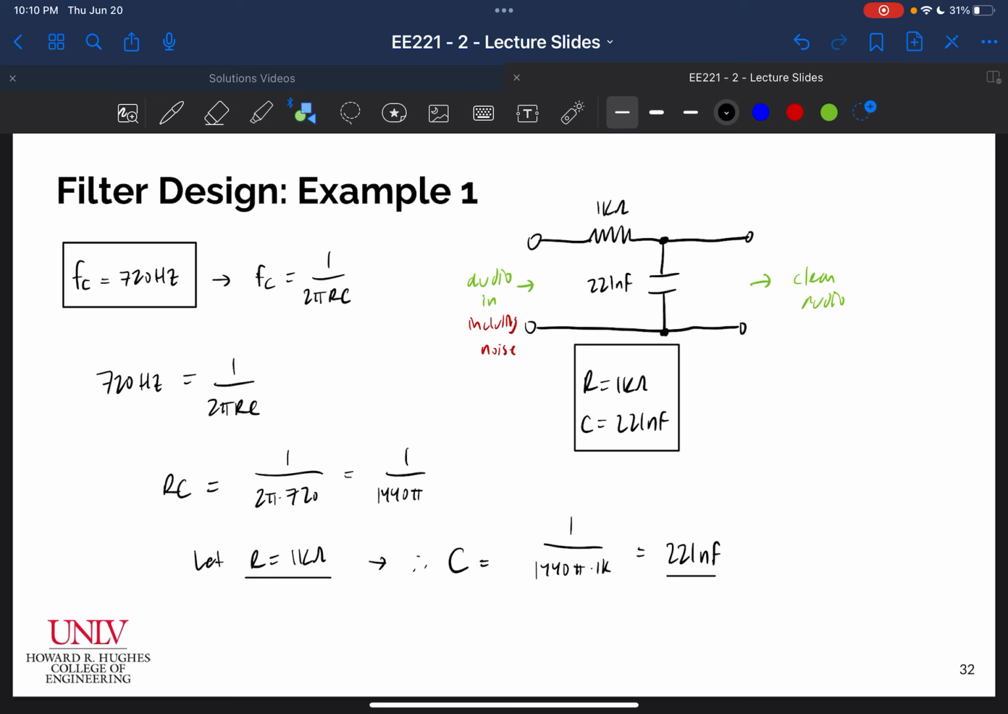All right, so that wraps up this example. In the next video, I'm going to do another filter design example, and we're getting really close to finishing up this module, so let's just keep trucking along. We're almost there.